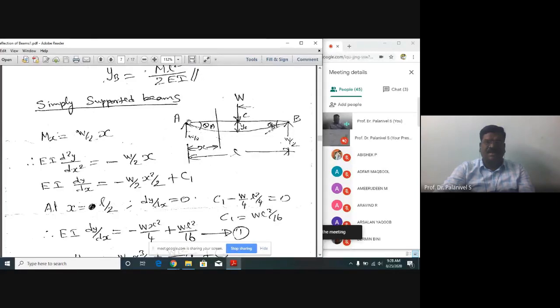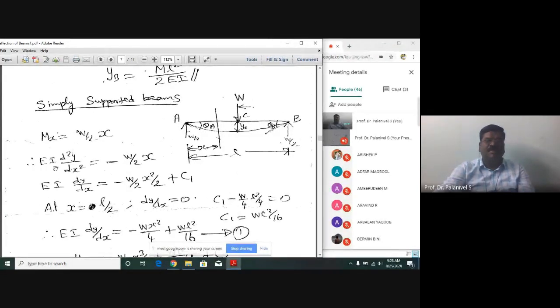This load is acting upward. So the bending moment due to upward force is positive. I told you, W by 2 into the perpendicular distance, which is X here. W by 2 into X. That is the bending moment at this section. So I have written M suffix X, the bending moment at the section XX, is equal to W by 2 into X. That is a general expression for bending moment in the portion AC. Please listen. This expression is applicable only for the portion AC.